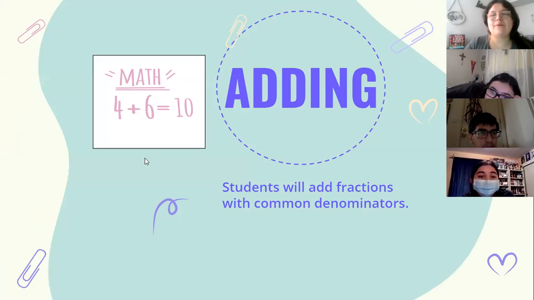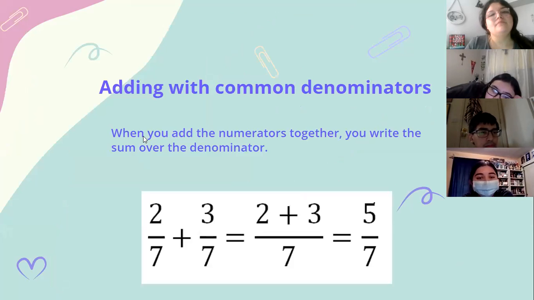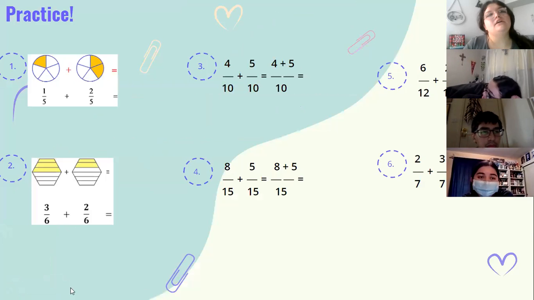Okay, so now we're going to be doing adding first. You're going to be adding the numerators together and write the sum over the denominator. So this is an example of what you're going to be doing in the next slide. So for number 1, 1/5 plus 2/5. Who can tell me the answer to number 1?